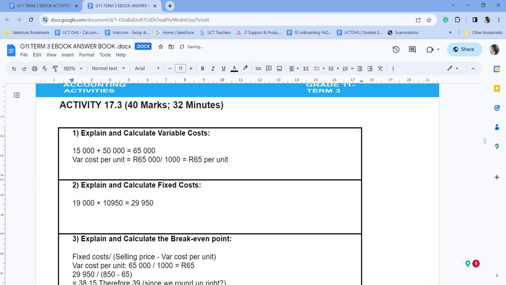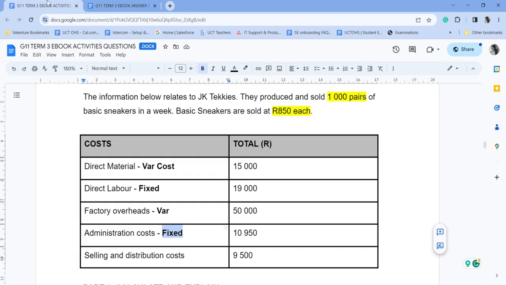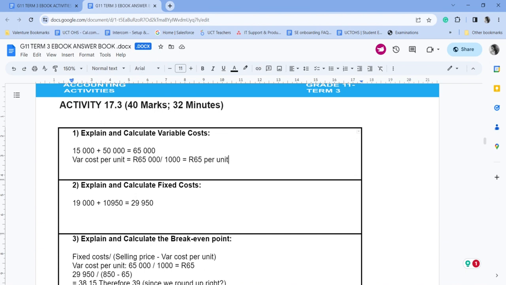And then now to do the calculations of the fixed cost. The fixed cost here is going to be direct labor, as you can see it's fixed, plus the administration cost of 10,000 and 10,915. This then gives us this cost here. So you add them together, we get 29,950 rand. Okay, so this means that we have enough information to work out our break even point.